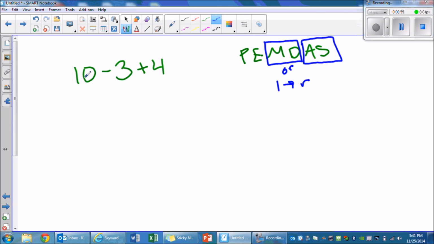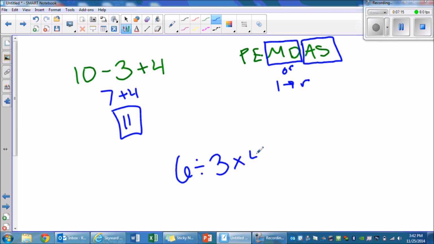So in this case, you would do 10 minus 3 before you did the addition. So 10 minus 3 is 7 plus 4. So 7 plus 4 is 11, and that would be your answer. So here would be an example for multiplication and division. So let's say 6 divided by 3 times 4. Okay, some people think that you automatically have to do the multiplication before the division, but they're opposites of each other. You just do them in order from left to right, just like you're reading. So 6 divided by 3 is 2, times 4 is 8.